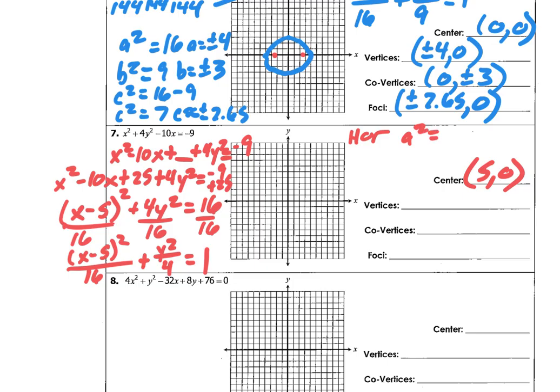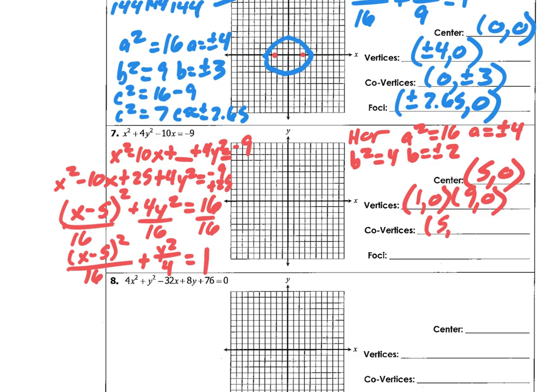A squared is 16, so A is going to be plus or minus 4. B squared is 4, so B is going to be plus or minus 2. We're going to add 4 and subtract 4 from my center, and we're going horizontally, so we're going to subtract 4 from 5 and add 4 to 5. My co-vertices, we're going to go up 2 and down 2 from the center, so we're going to go 5, 2, and 5, negative 2.